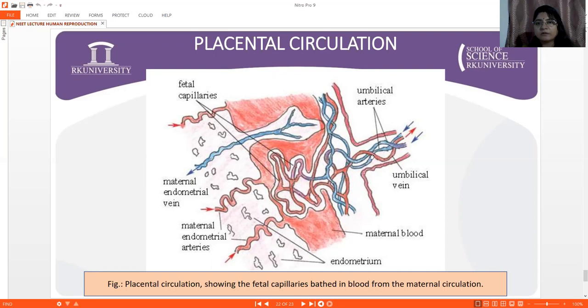Next to it, you can see these are the umbilical veins, and these two are the umbilical arteries. So this figure gives the information of how the placental circulation takes place within the placenta, and the fetal capillary is actually dipped inside the blood from the maternal circulation.